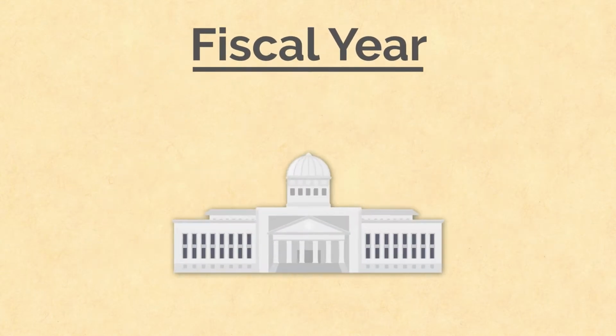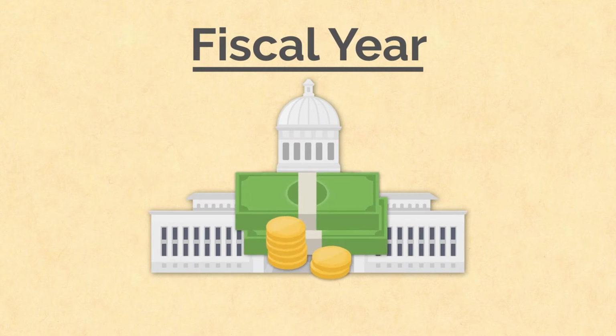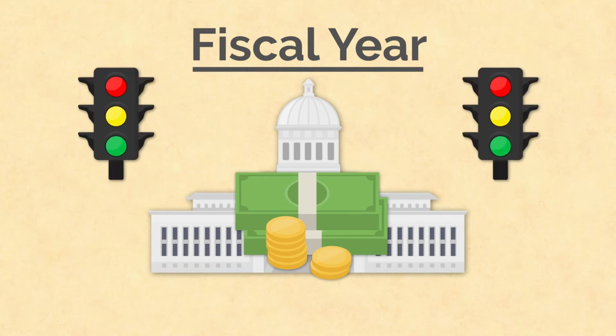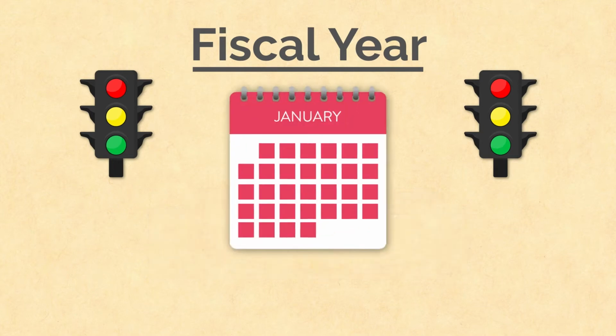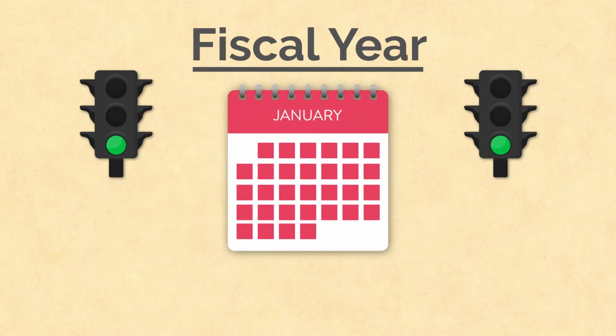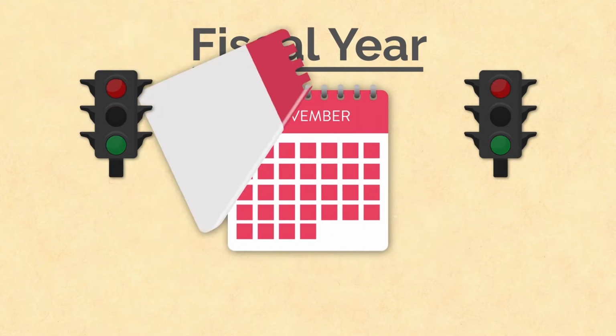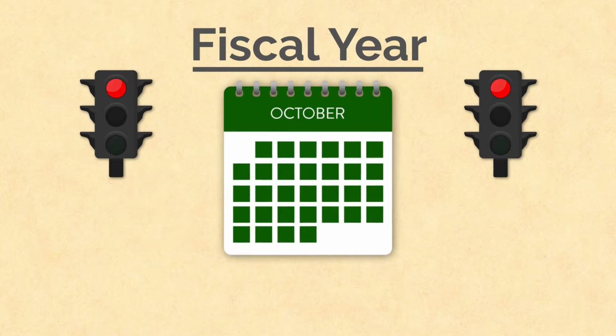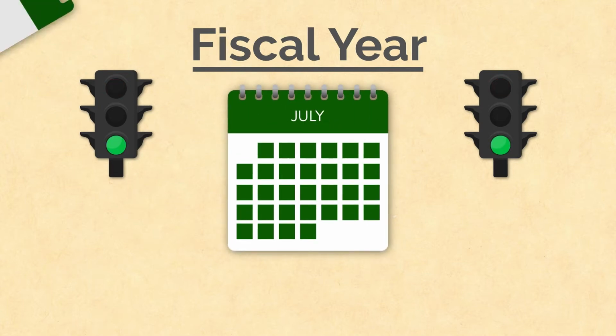Fiscal year. The government makes a new budget every year. The year the budget is for is called the fiscal year. A fiscal year starts and stops at different times than a regular year. A normal year is like a calendar. A normal year starts in January and ends in December. The fiscal year starts in October and ends in September.